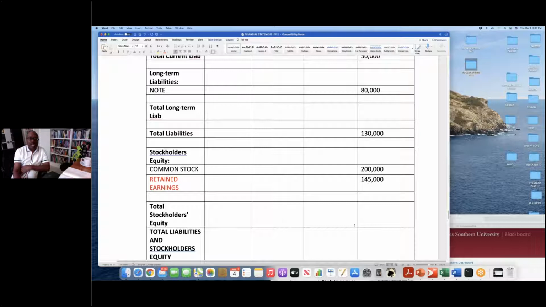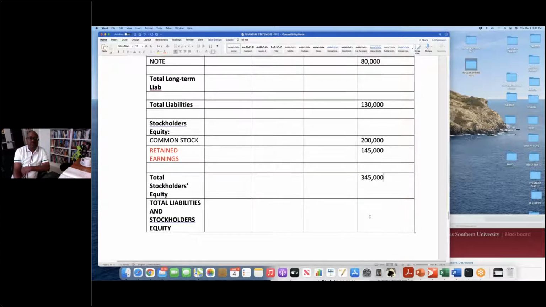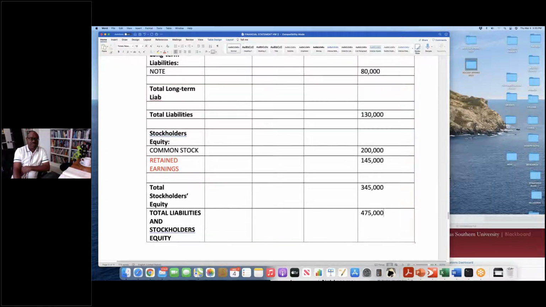So what's our total stockholders' equity? 345,000. So what's our total liabilities and stockholders' equity? 475,000. I have a question, Professor Boyd. I put dividends on mine. Is that wrong? And if so, why?